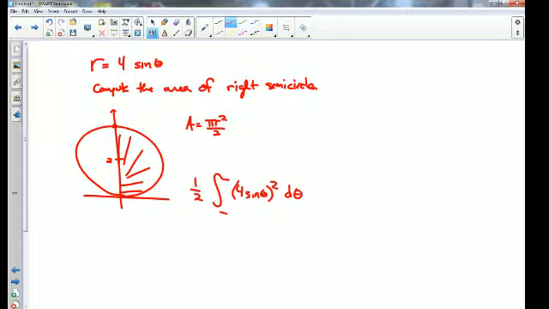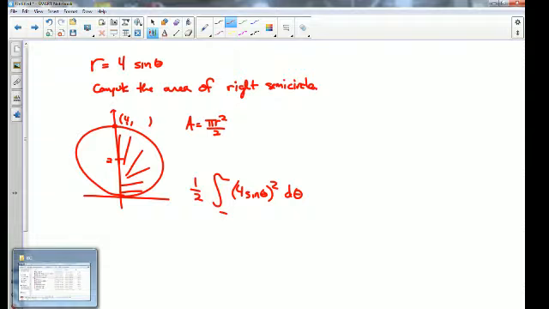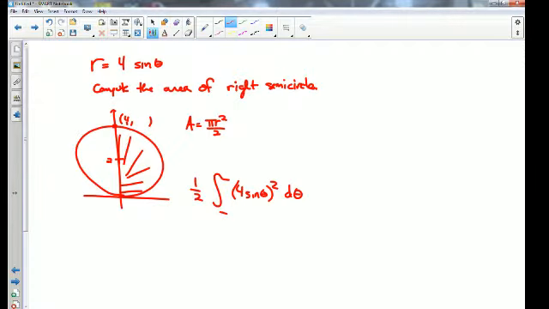Here, our radius is 4. So your reasoning is good. Where is sine theta 1? Yep. And where does it start? Right, 0. Because if you plug pi over 2 in here, sine of pi over 2 is 1, and that gives us a radius of 4. So you have pi over 2, 4.